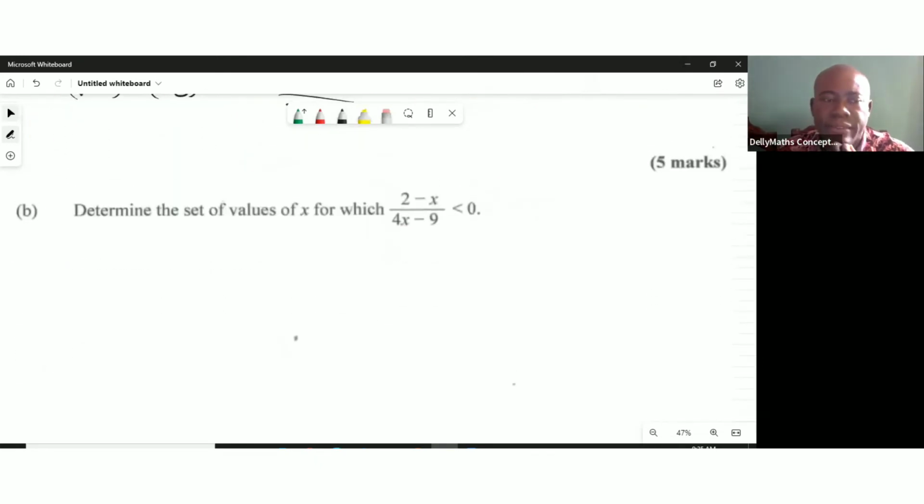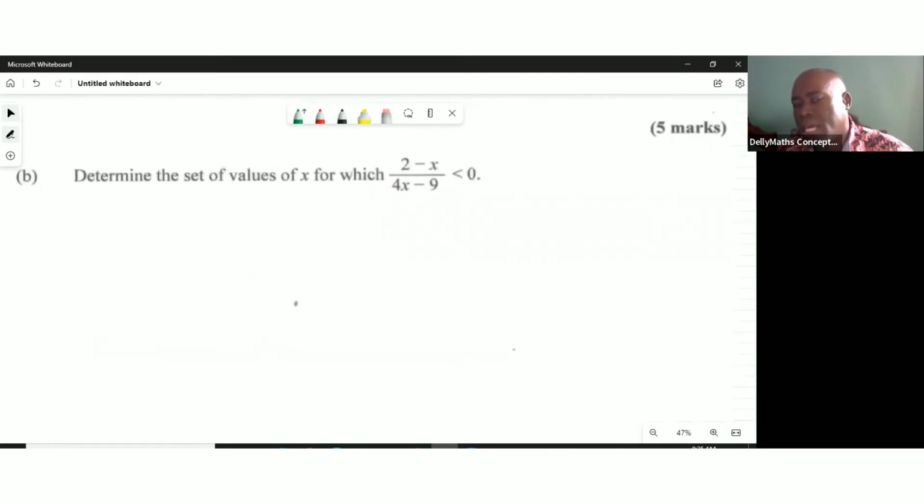This other question here: determine the set of values of x for which 2 minus x all over 4x minus 9 is less than 0. The sort of question that this is, it's a rational inequality, which means that it's an inequation, and we don't have definite values. We have a range of values going on here, and that is why the question said determine the set of values, plural. So whenever you're doing a rational inequation, you need to find the critical values, and then we're going to be testing regions.